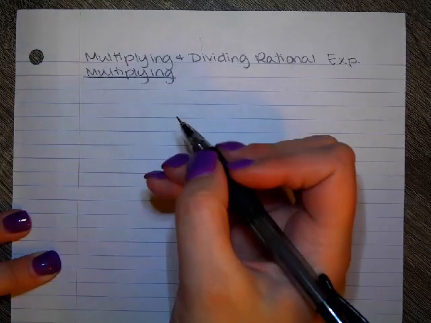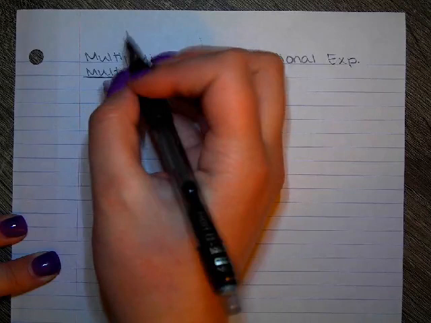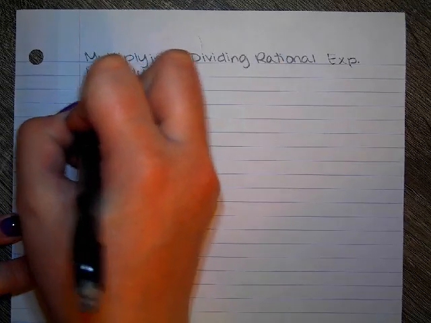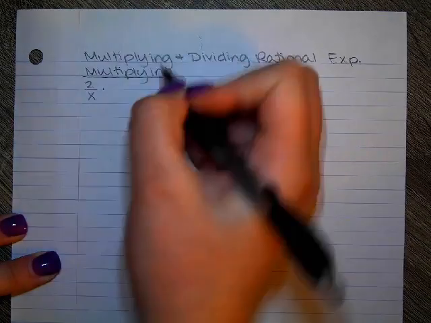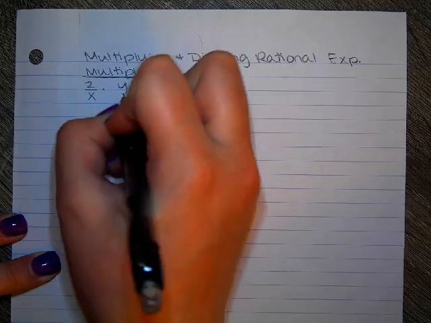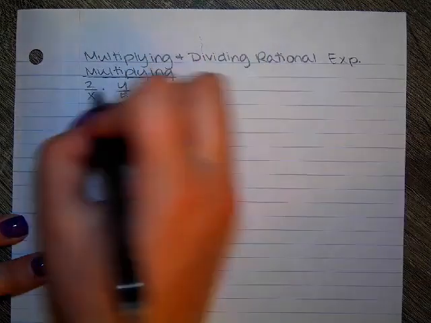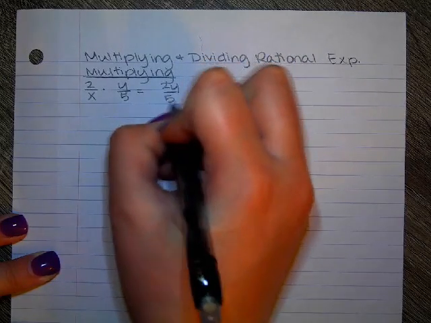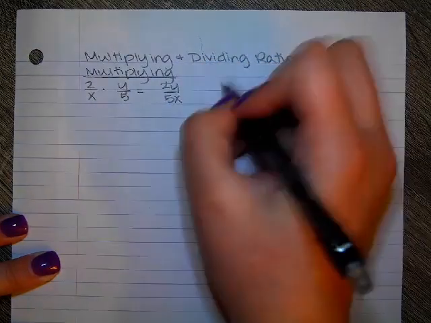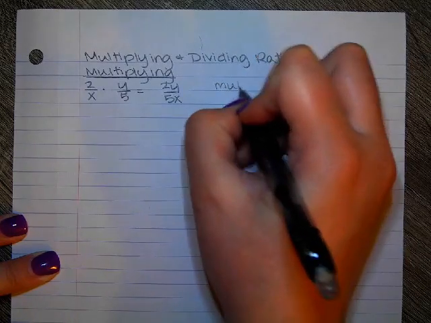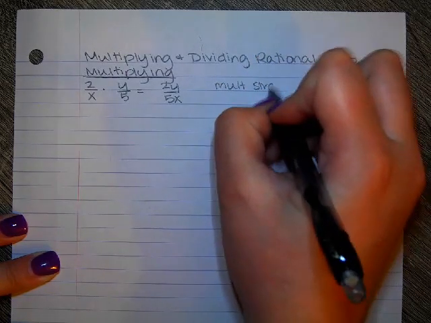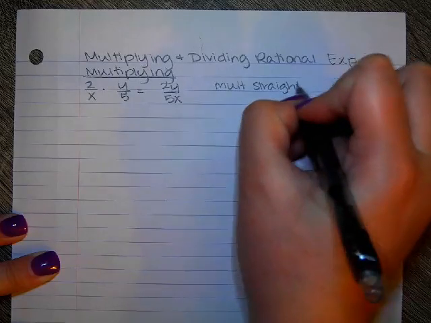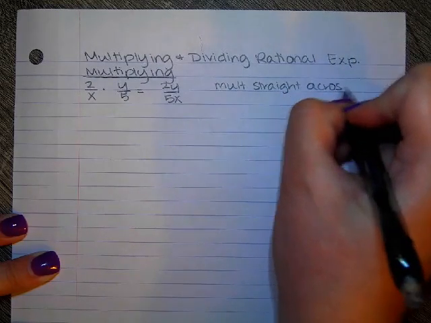So just a little reminder for you, when you multiply two fractions, if we had something like 2 over x multiplied by y over 5, just to give you a really simple example, you multiply straight across. We would just get 2y over 5x. That's all we would get. So we multiply straight across.